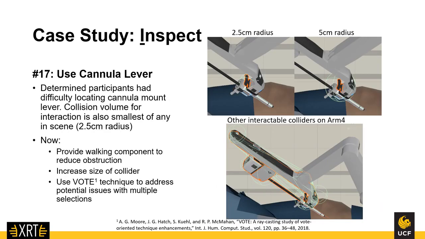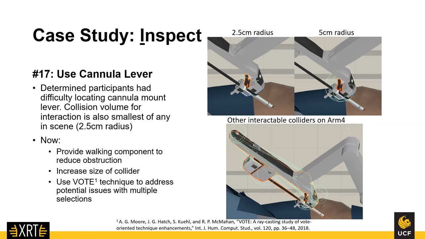Finally, subtask number 17, using the cannula lever, we identified a few aspects that made this interaction unique. The target of this selection is often visually obfuscated, and the collision volume is the smallest of any in the scene. To improve participants' ability to perform this subtask, we're making a few changes, including providing a walking component to reposition the participant where the lever is less obstructed.